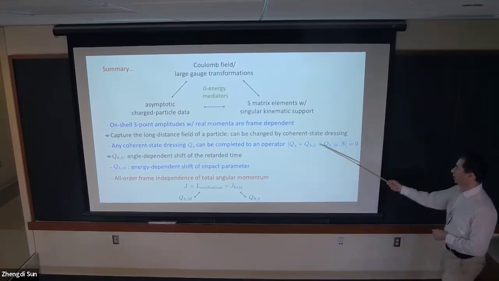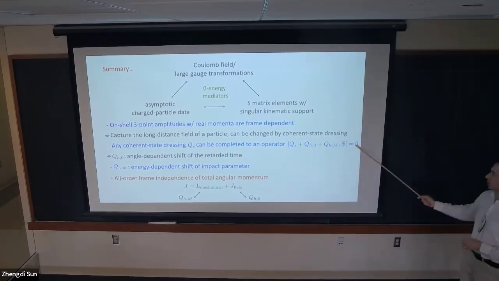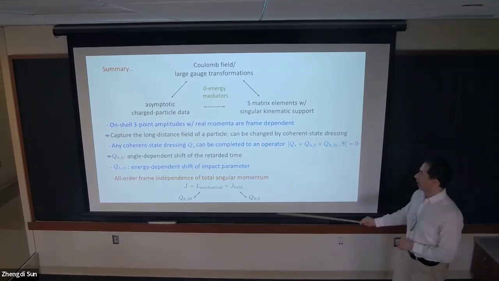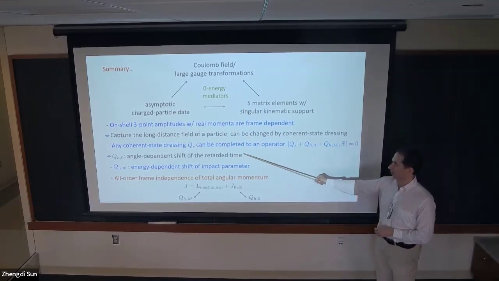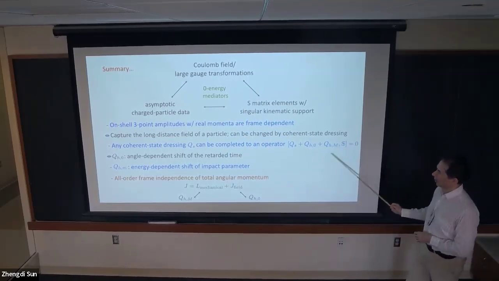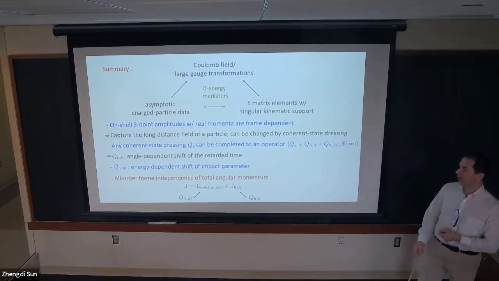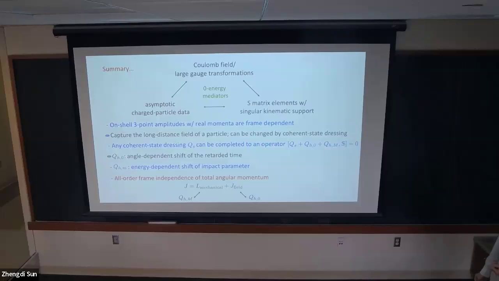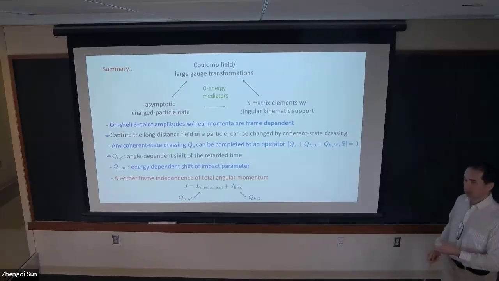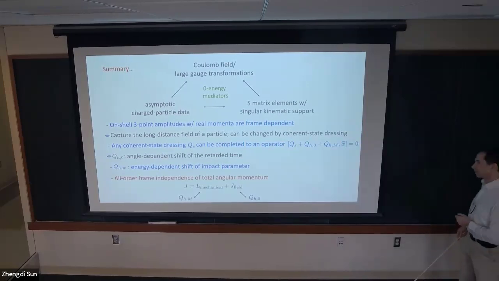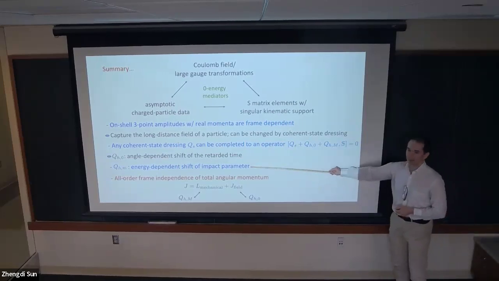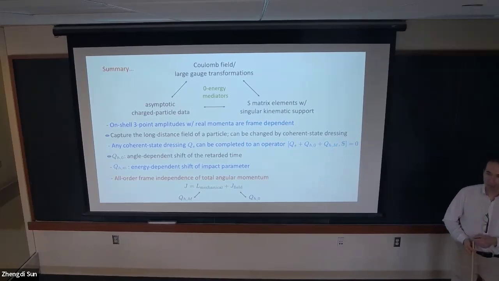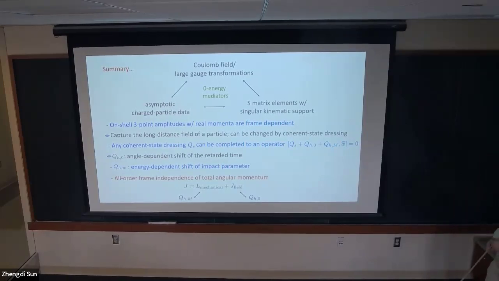Every coherent state dressing can be extended to a conservation law. One piece of this produces a shift in the retarded time, and the other shifts the impact parameter. We use this for the angular momentum, but a shift in impact parameter happens everywhere, including in the impulse, including in the scattering. So one might need to worry a little bit about what that field is. We can talk about that later.